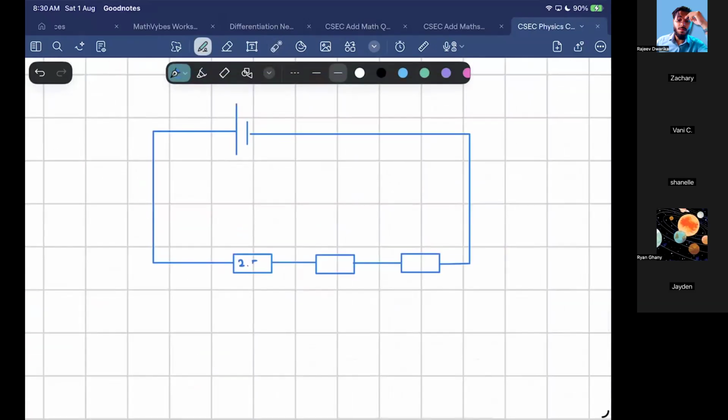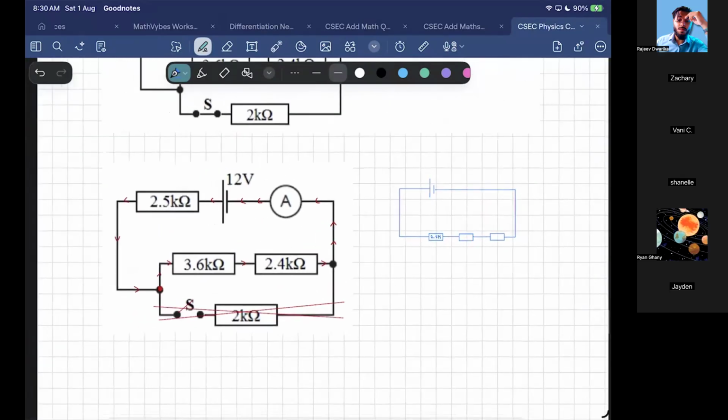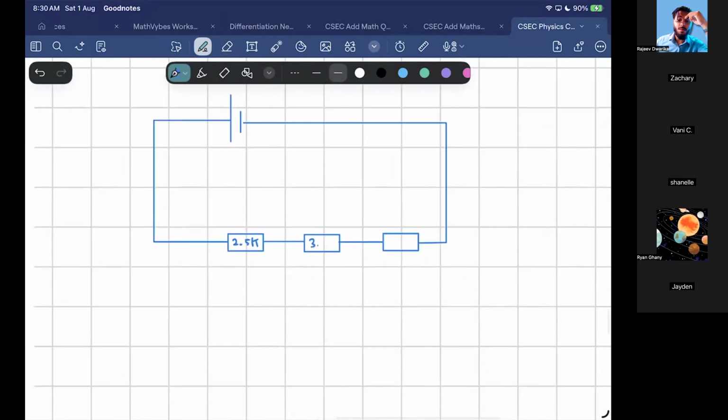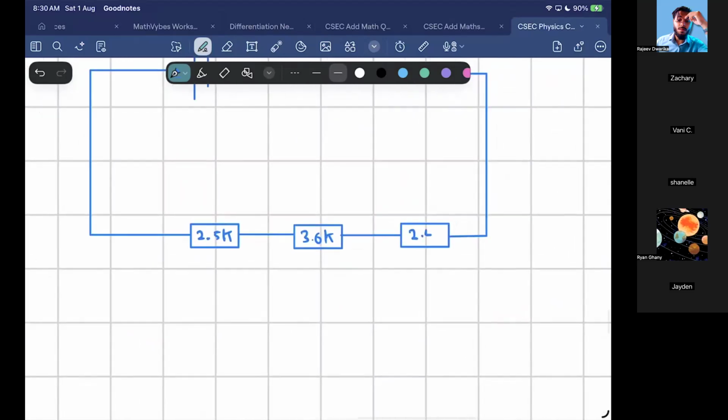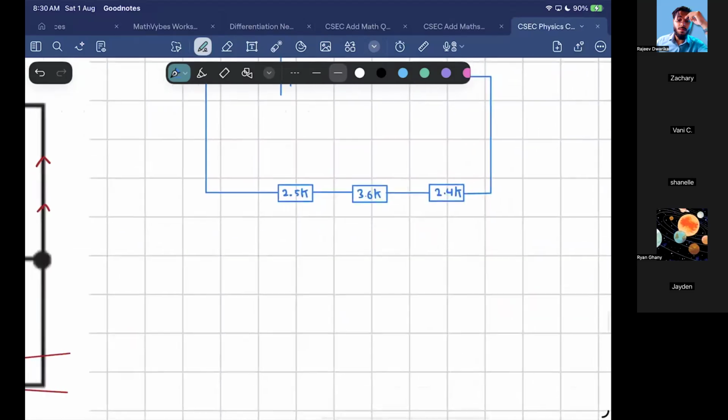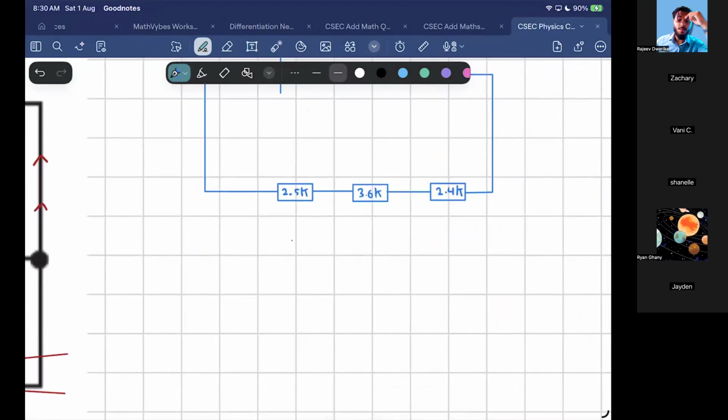So, Zachary, any idea how we're going to add this? You can just add it normally since it's in series. Exactly. If resistors are in series, all you have to do, my friend, is just add. So the total resistance RT is just going to be the 2.5k plus the 3.6k plus the 2.4k.